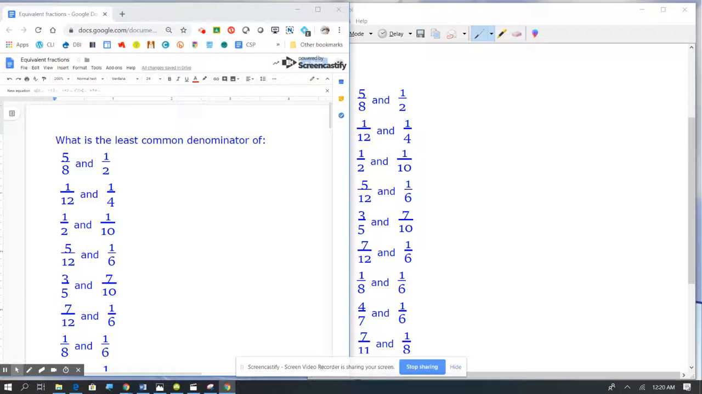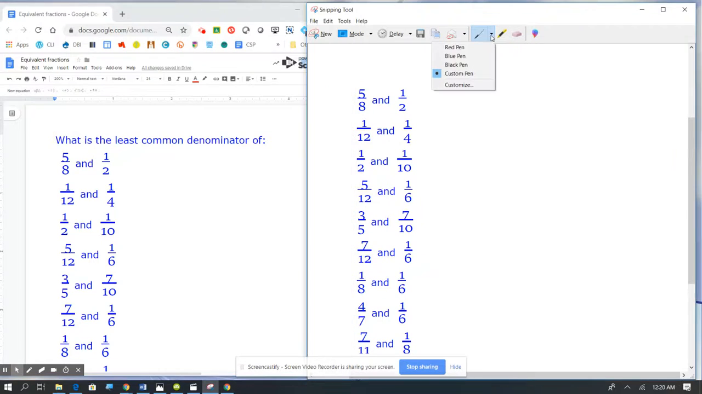Okay, class. Today this topic is about least common denominator. If you remember how you learned about LCM, least common multiple, this is what it's about. We're going to find the LCM.